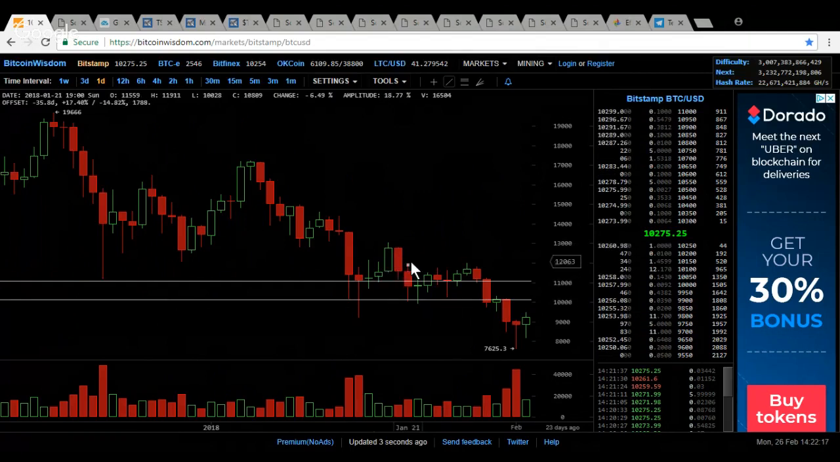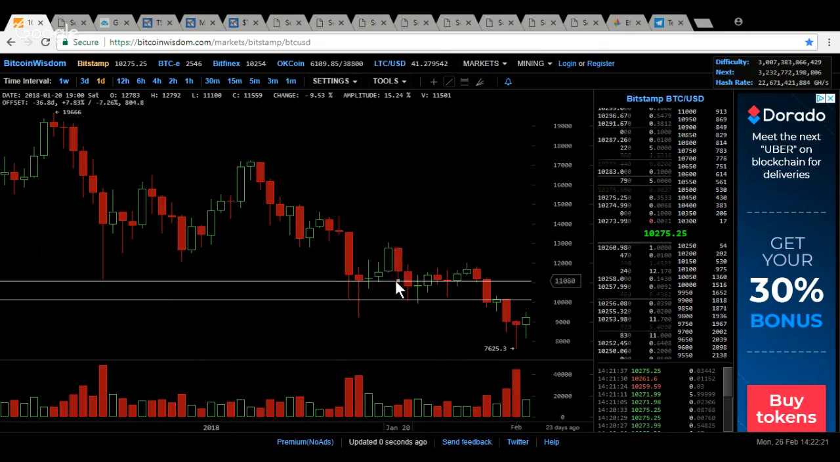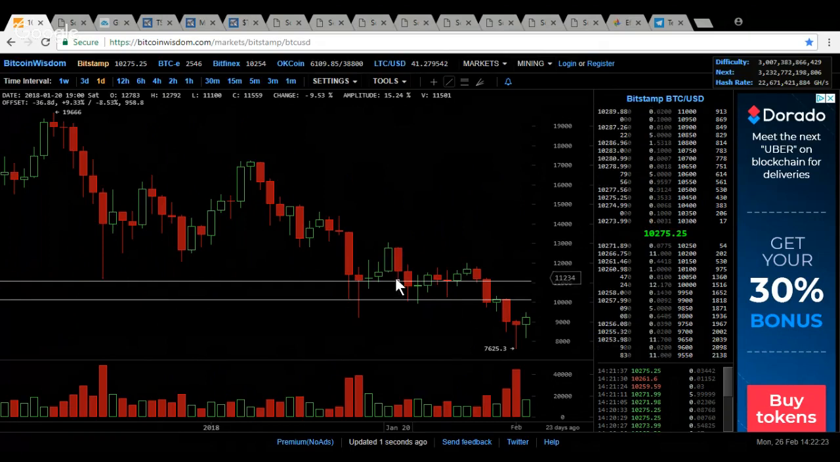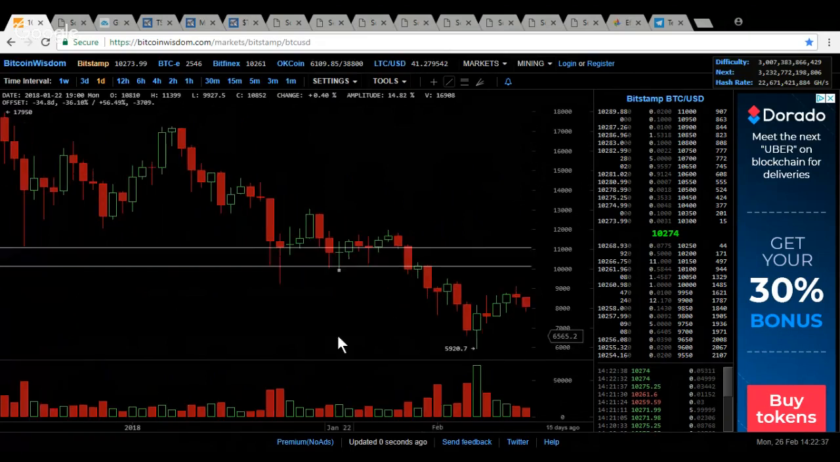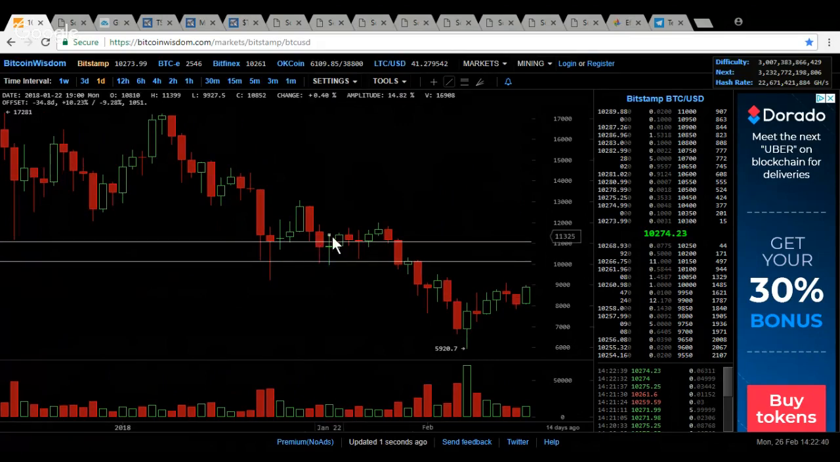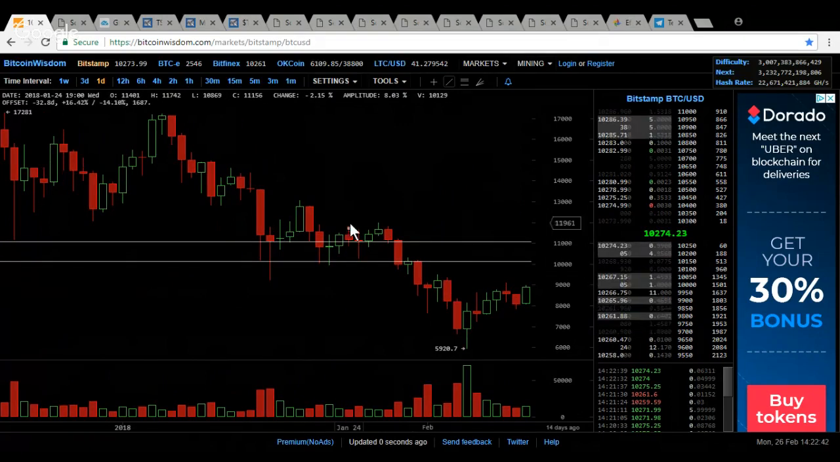The very next day, we're repelled back down right to the 11,100 level, close above it, and then we start this dance. The dance between the two lines. Which one is going to be resistance? Which one's going to be support? And what will it tell us about the future? Back and forth, up and down.